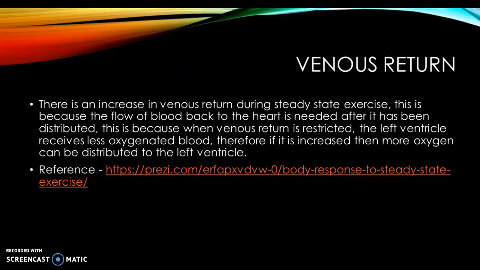Venous return. There is an increase in venous return during steady state exercise. This is because the flow of blood back to the heart is needed after it has been distributed. This is because when venous return is restricted, the left ventricle receives less oxygenated blood. Therefore, if it is increased, then more oxygen can be distributed to the left ventricle.